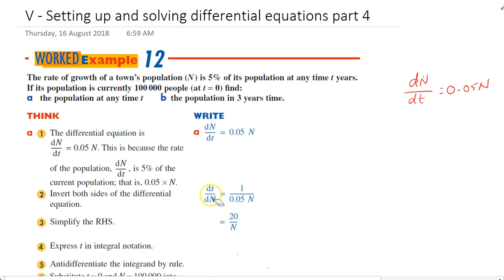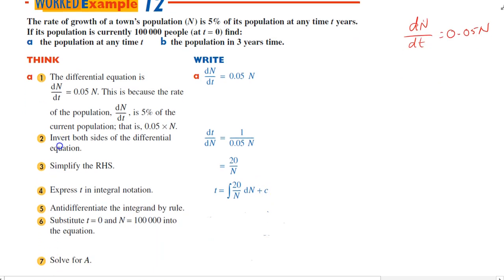But if we integrate this, then we'll just know what t is. So in integral notation, we have t equals the integral of 20 on n with respect to n plus c. And we should be able to integrate that fairly easily. You're just going to end up with a log of some sort: 20 log base e an. Now that a has come into there because of that c value, because c equals log base e a, so we can just put that back in.